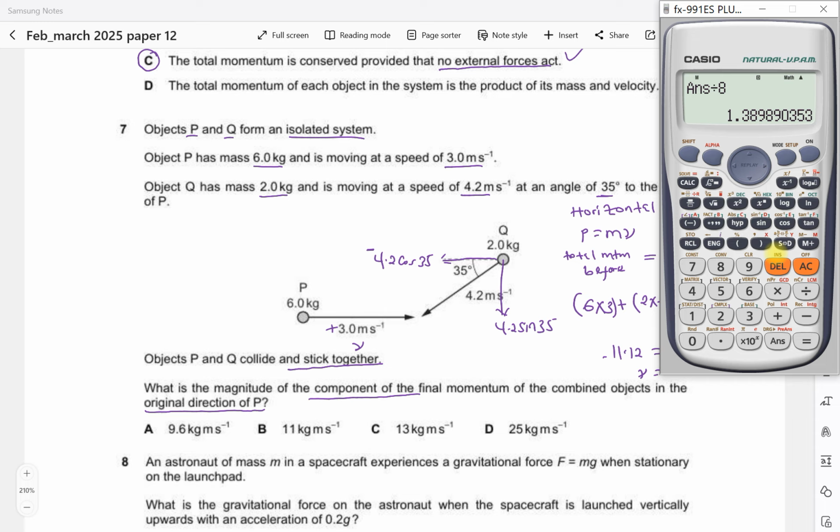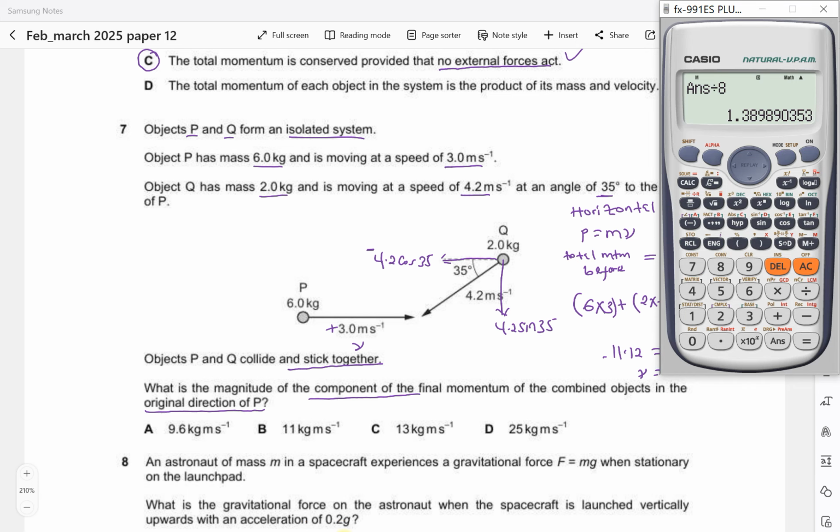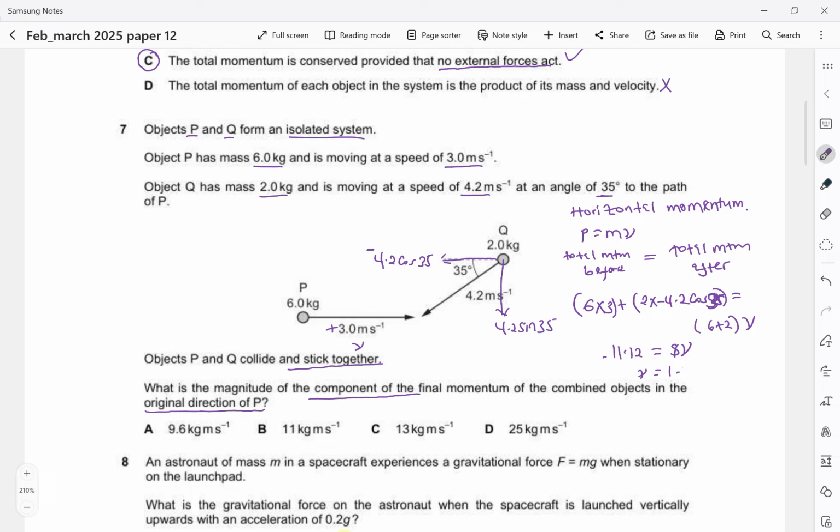What is the magnitude of the component of the final momentum of the combined objects in the original direction? Oh, sorry, we were not finding V. It wasn't necessary to find V, but anyway, V would be 1.39. We want the magnitude of the component of the final momentum of the combined objects.